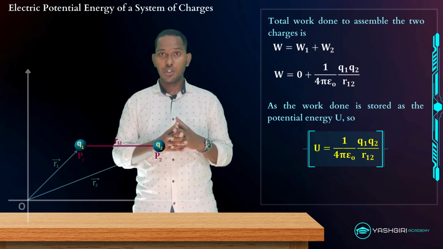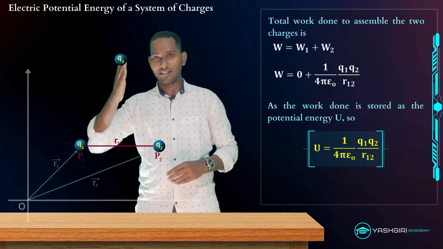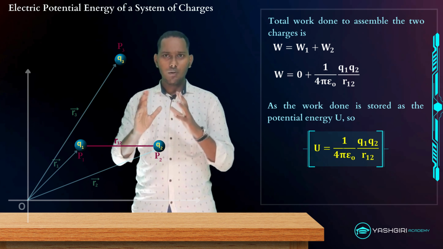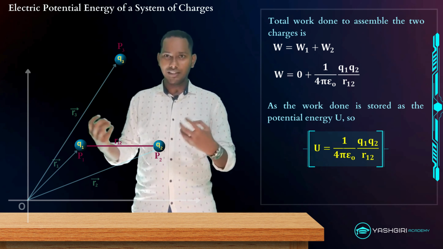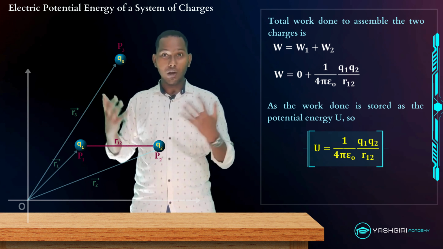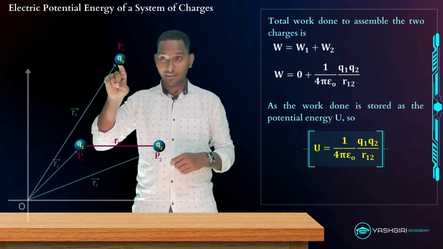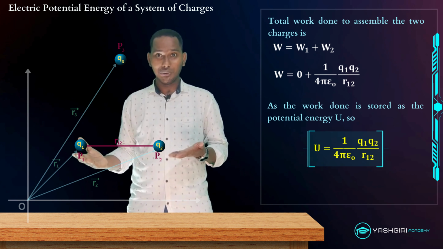Now let us get a third charge. I'm again getting the third charge from infinity. Let us say I'm placing it here at point 3. This time I have to do work against the electrostatic force due to the charge Q1 as well as due to the charge Q2. I know that the potential at point 3 will be due to the charge Q1 as well as due to the charge Q2.